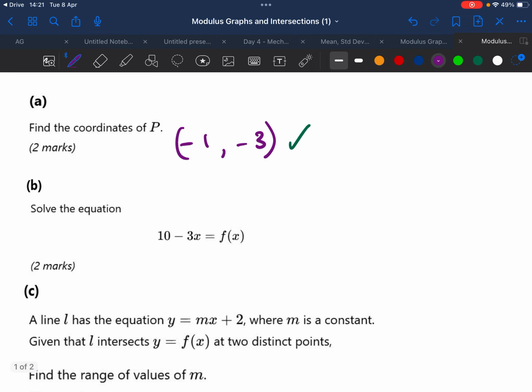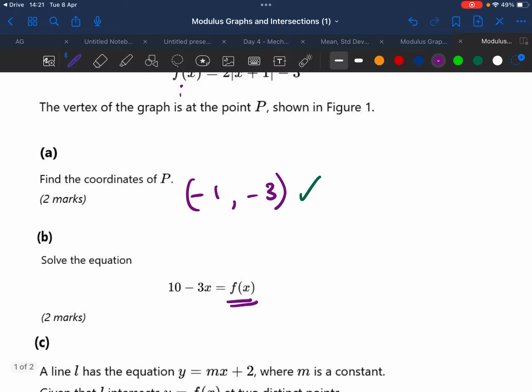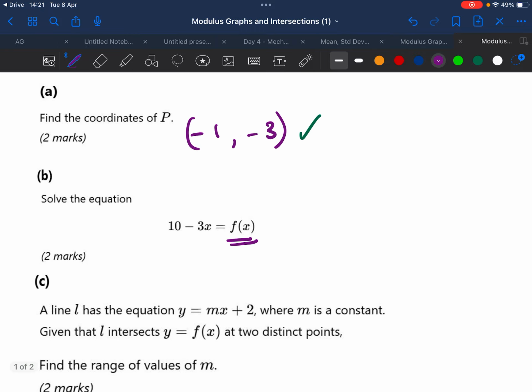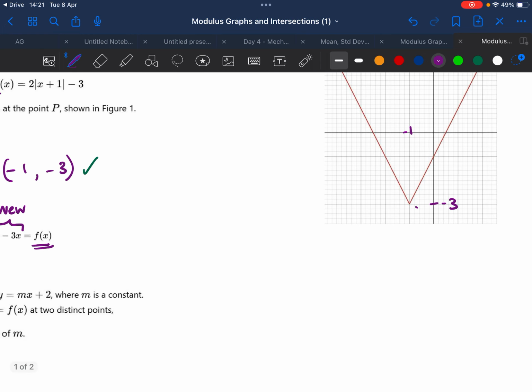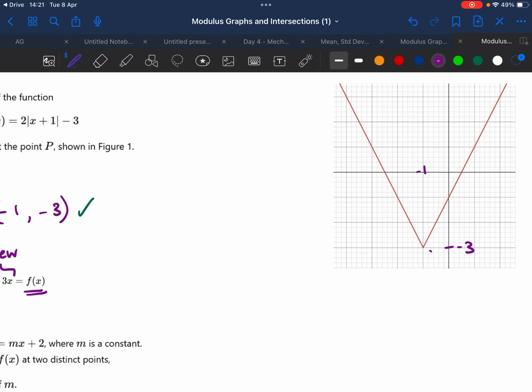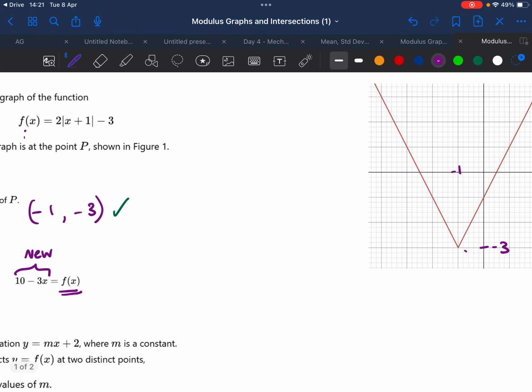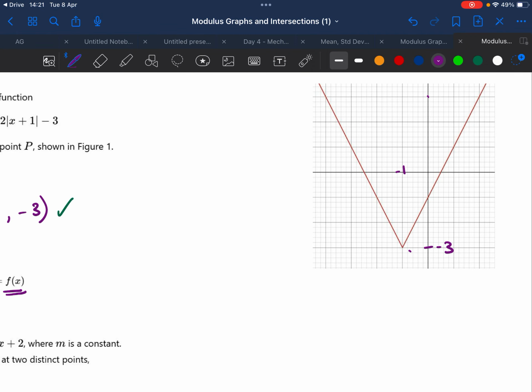Solve the equation 10 minus 3x equals f of x. So f of x is the name of the thing we had before, whereas 10 minus 3x is something that's new. So a good first step would be to roughly place this. Now, what was it? It was 10 minus 3x. Well, 10 is all the way up here somewhere, and minus 3x.